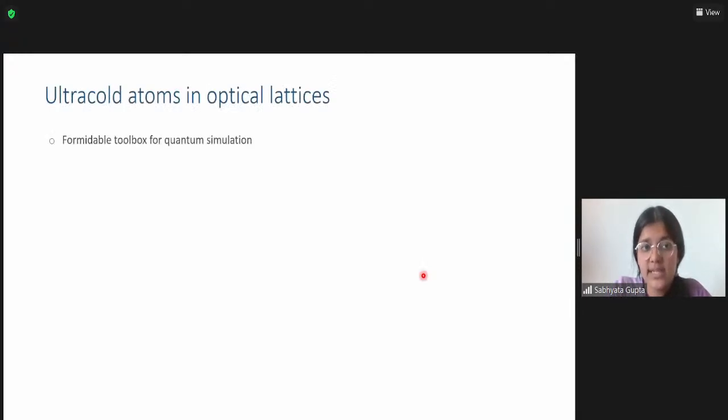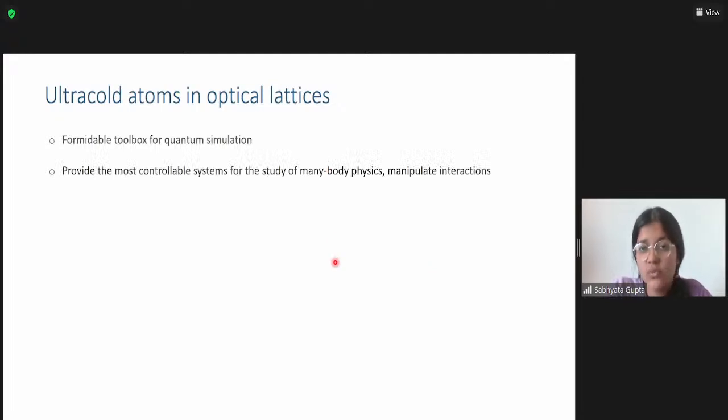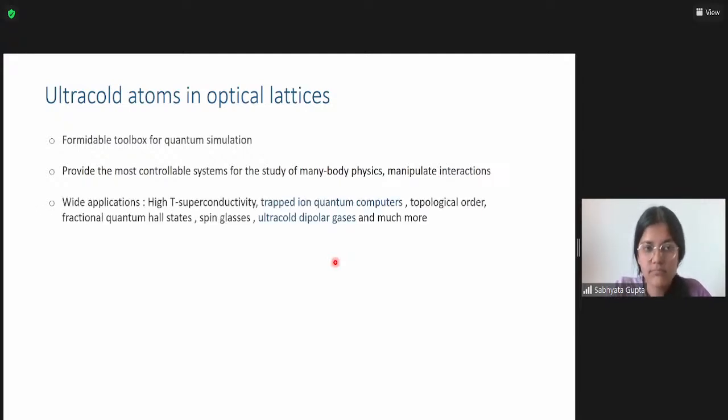Ultracold atoms in optical lattices serve as a very useful tool for quantum simulation. They help you realize experimentally various condensed matter physics models, which are very relevant for studying quantum materials and understanding properties of a collective system of particles. They help control a quantum system and manipulate the interactions by changing electric fields and magnetic fields around the trapped ions in a lattice. It has wide applications to study high temperature superconductivity, trapped ion quantum computers, topological order, ultracold dipolar gases, and much more.